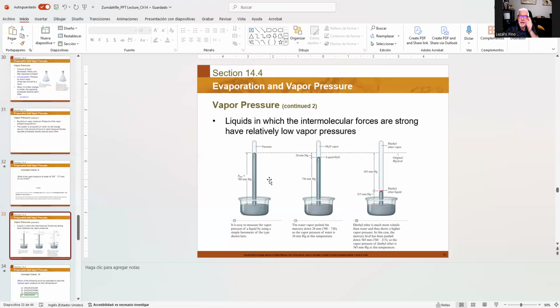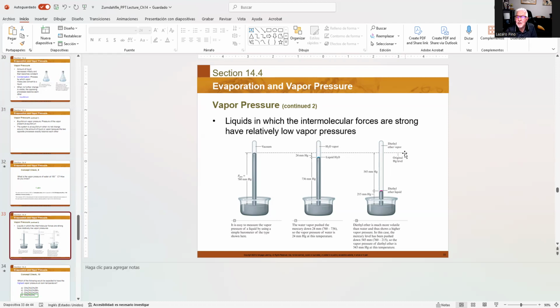The liquids in which the intermolecular forces are strong have relatively low vapor pressure. Here you have, for example, the vacuum, and this is the pressure, as you can see here. But in water, where you have more interaction, the pressure of vapor is different.